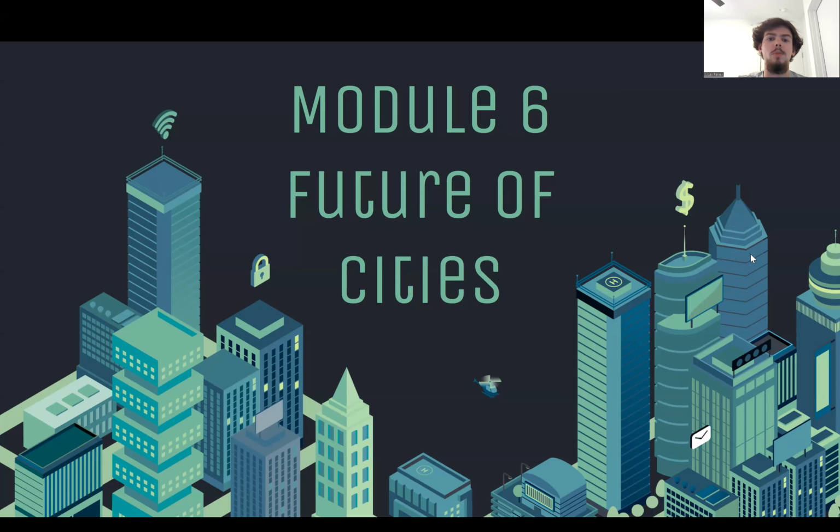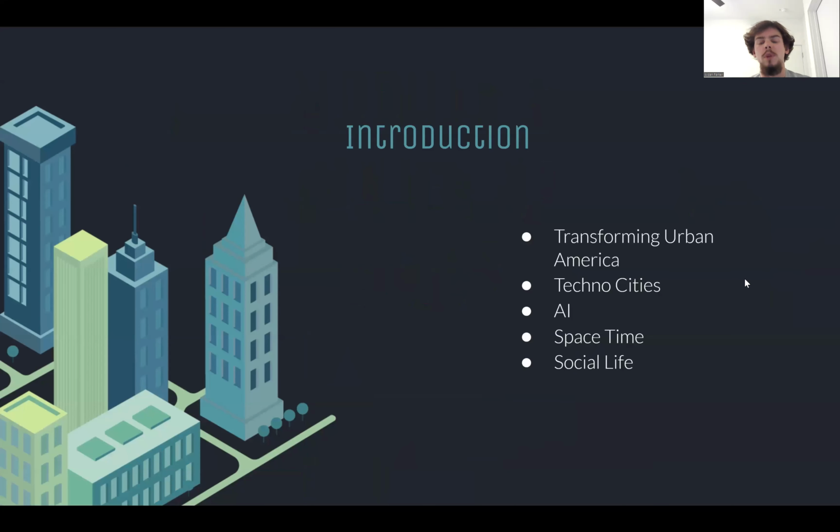This week, we talked about transforming urban America, the transforming urban landscape in the country. We talked about techno cities and what that entails going forward, the evolution of AI and the applications of it in more practical settings such as urban planning, space time, and lastly, social life.